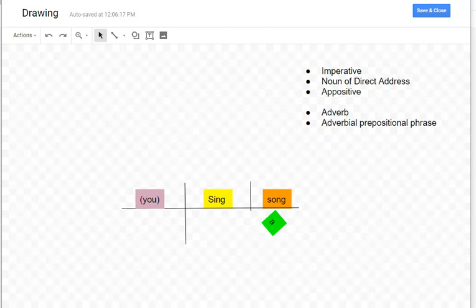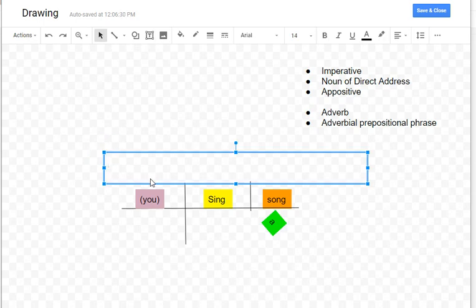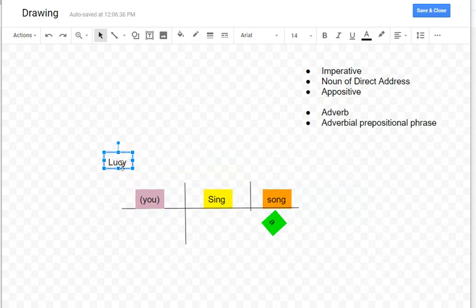Let's come up with a noun of direct address. So then one of my students said, Lucy. We're talking to Lucy. So write Lucy. And that is our noun of direct address. And so then I have one of my students come up and write it on a line above the subject. And then someone said, hey, can we do Lucy the dog? And I was like, good, that's an appositive.